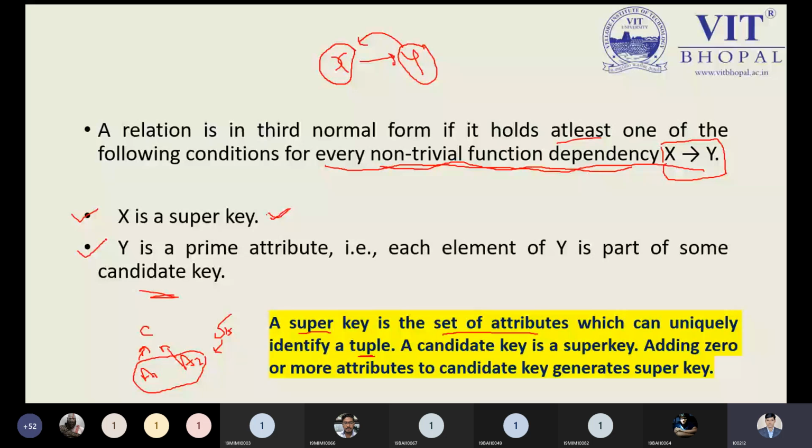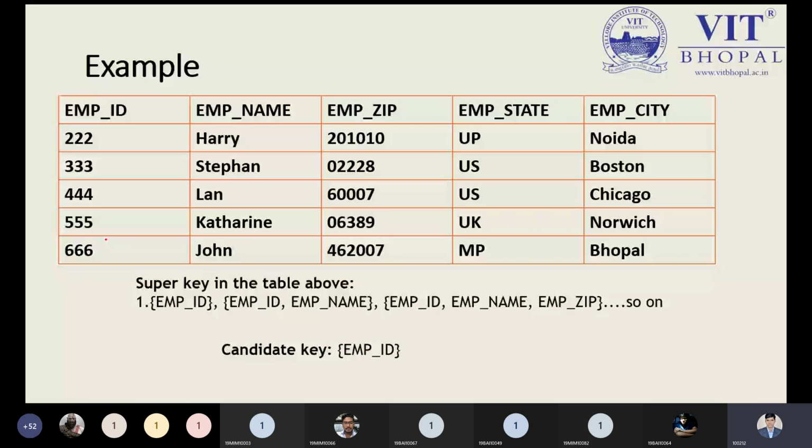Let us take an example to explore the third normal form in more detail. Here I am taking a simple table with employee ID, employee name, employee zip, that is a zip code or we can say the pin code in India, employee state, and employee city. So these are the five different attributes which belong to the employee table.